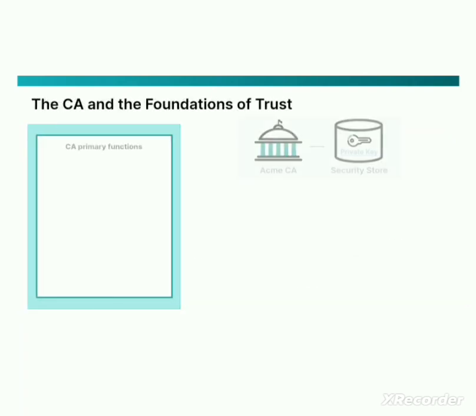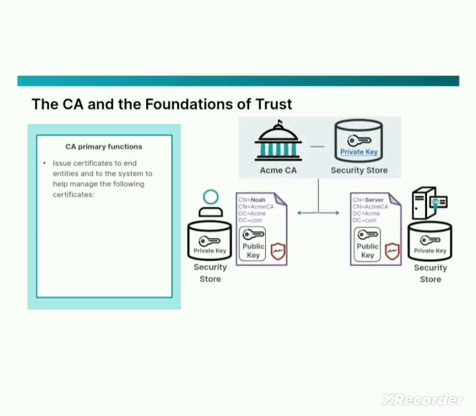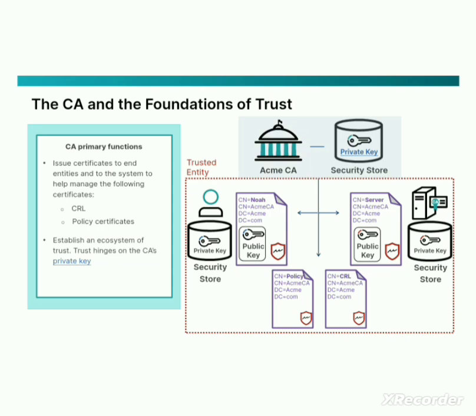The CA performs two primary functions related to certificates. First, the CA issues certificates to entities, such as persons and devices, and issues certificates to help manage end entity certificates. Examples of management certificates are CRLs and policy certificates. Second, the CA provides an ecosystem of trust, whereby all entities within that system can safely interact with one another. Trust hinges on the CA's private key, because all certificates issued by the CA are signed by its private key.